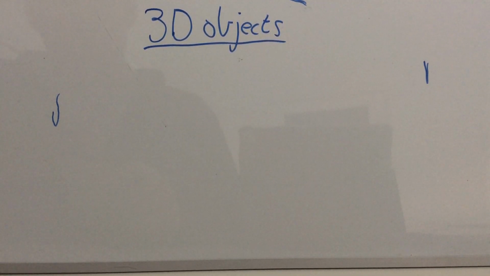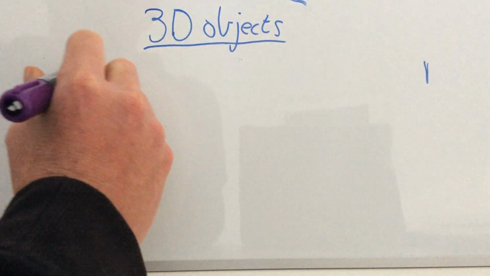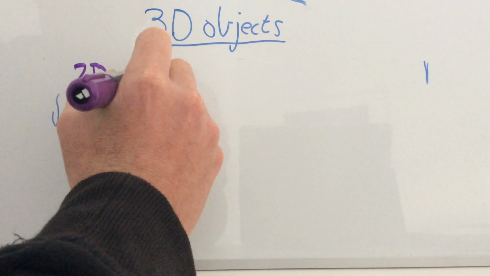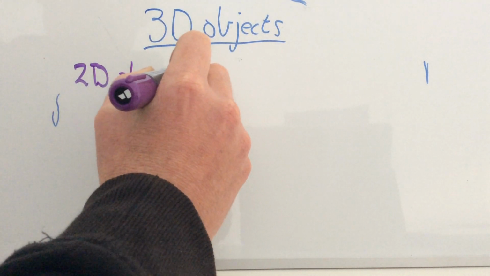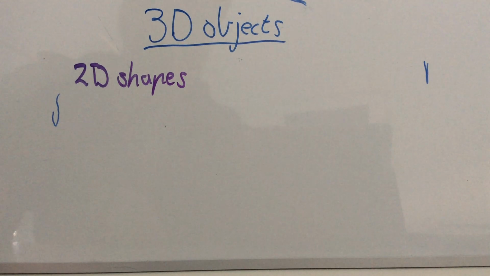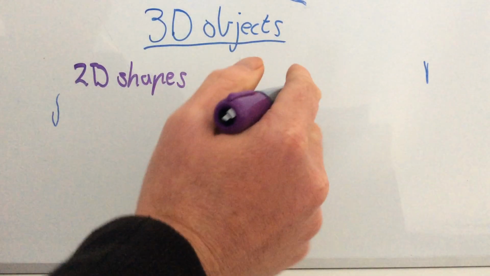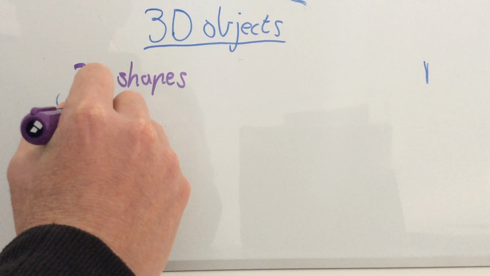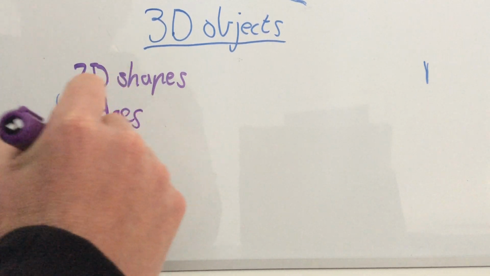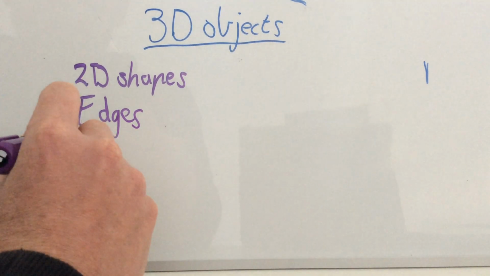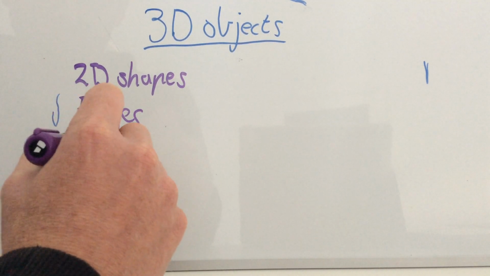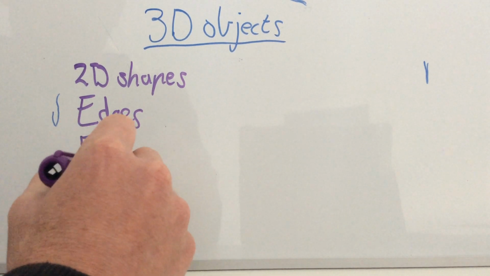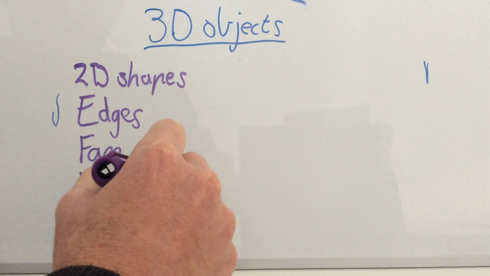So to start off with, obviously we can have some 2D shapes within our 3D objects. We often see lots of them. Some other words we use are the word edges, we use the word face, and we use the word vertex, which pretty much means corner.